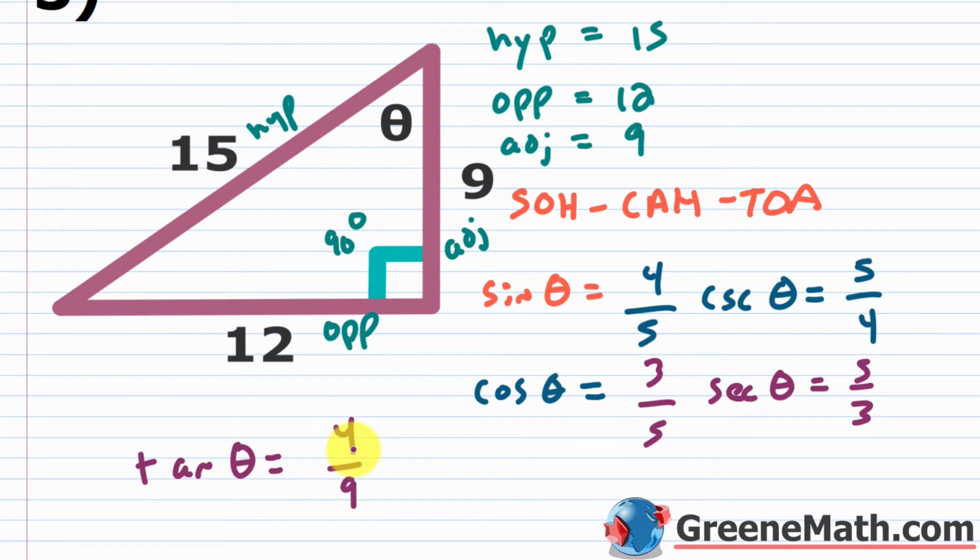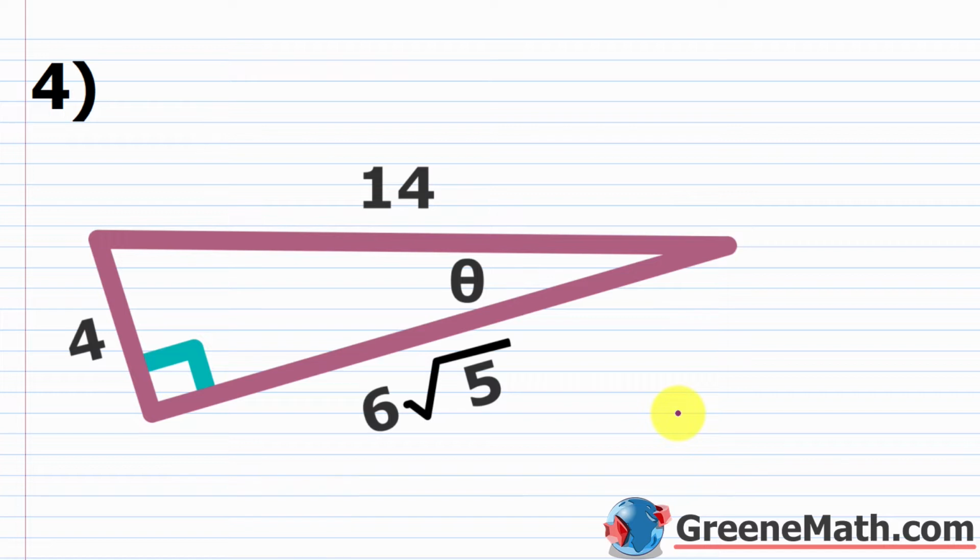So this would be 4 if you divide 12 by 3, and this would be 3 if you divide 9 by 3. Okay, so you get 4/3. And then for the cotangent of theta, I'm just going to take the reciprocal of this, so it will be 3/4, right? So in that case, it's the adjacent over the opposite. All right, let's take a look at problem number 4 now.